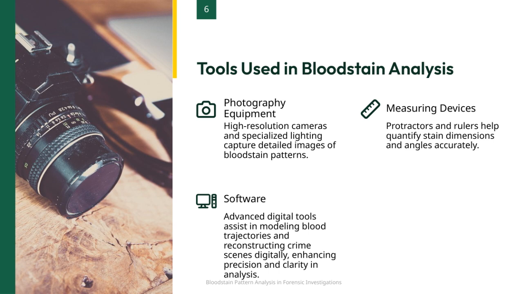First, we rely on high-resolution cameras paired with specialized lighting. This combination allows us to capture detailed images of the bloodstains, preserving their features accurately for further study. Next, measuring devices like protractors and rulers play a crucial role. They help us determine the exact size and angles of the stains, which is key to understanding how the blood traveled. Finally, advanced software comes into play. These digital tools enable us to model blood trajectories and even reconstruct the crime scene in a virtual environment. This not only improves precision, but also brings clarity to the overall analysis, helping us piece together what actually happened.